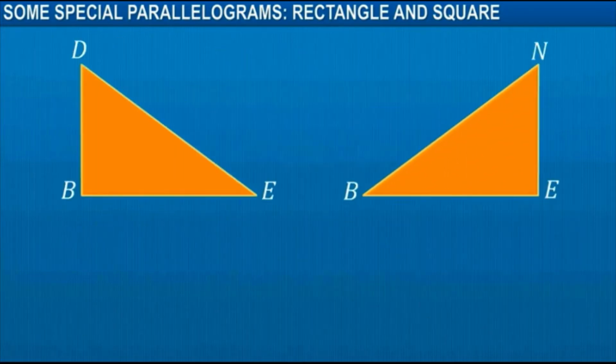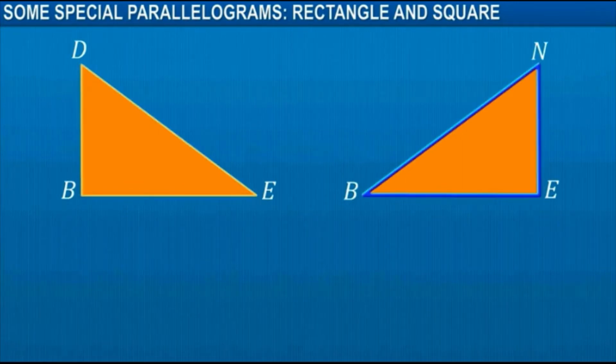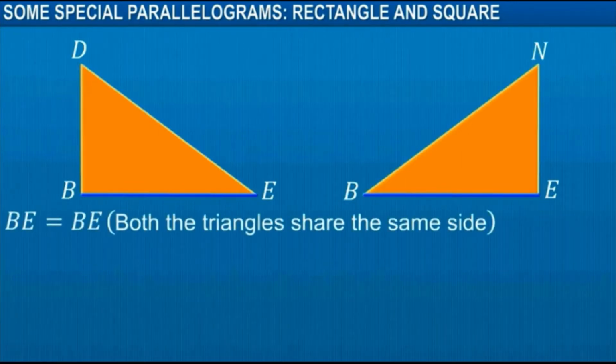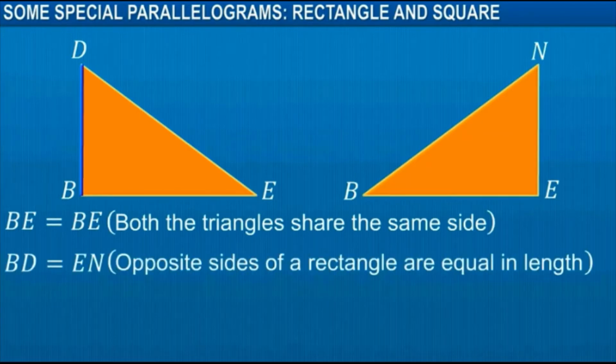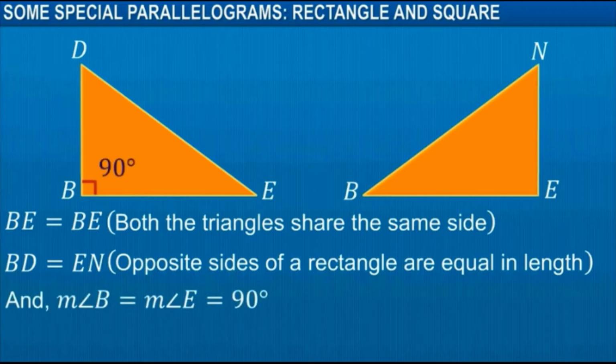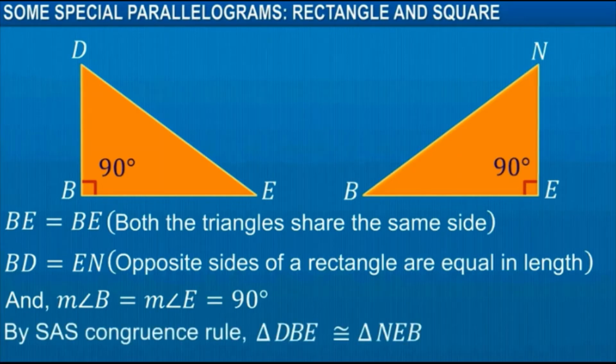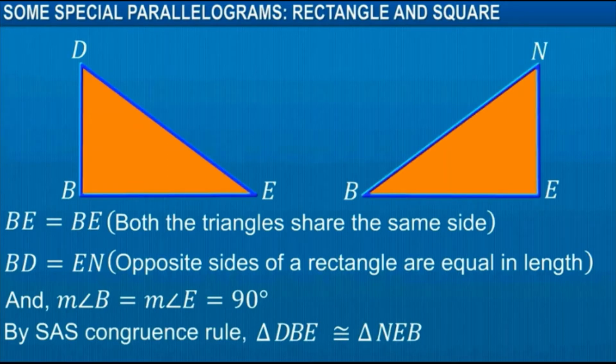In triangles DBE and NEB, side BE is common to the two triangles. Side BD is equal to side EN, as opposite sides in a rectangle are equal in length. The measure of angle B of triangle DBE is equal to the measure of angle E of triangle NEB. Both are right angles. Now, according to the SAS congruency, triangles DBE and NEB are congruent.